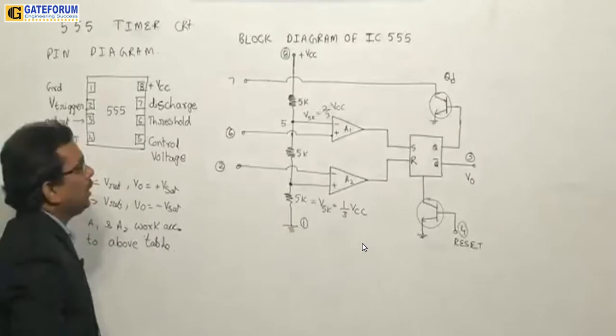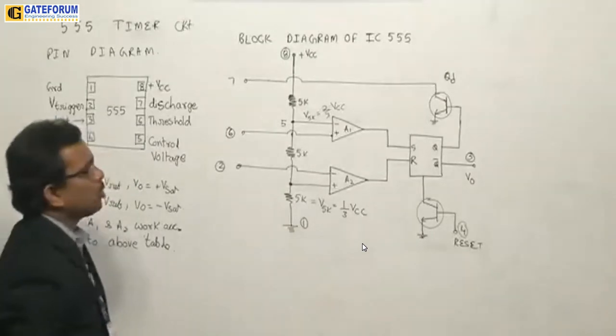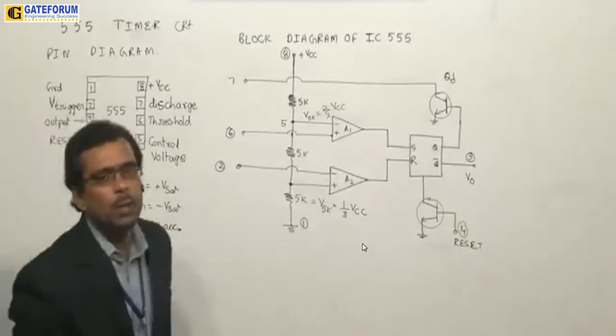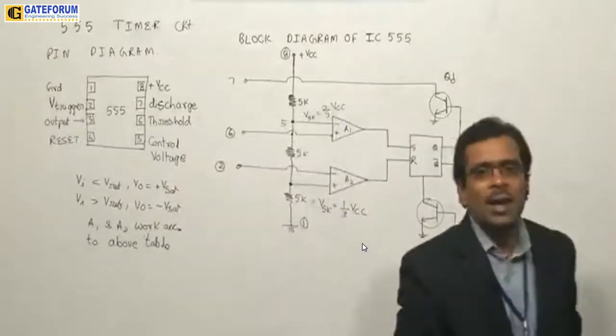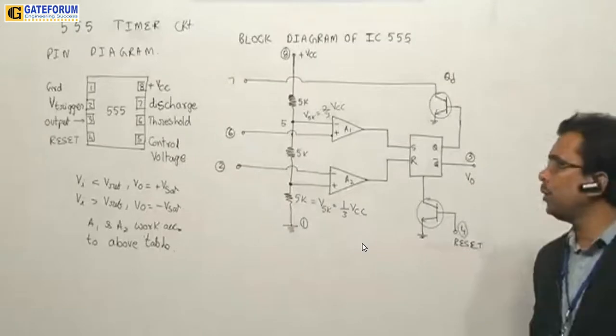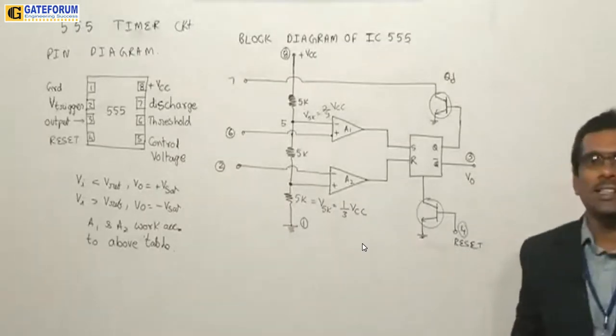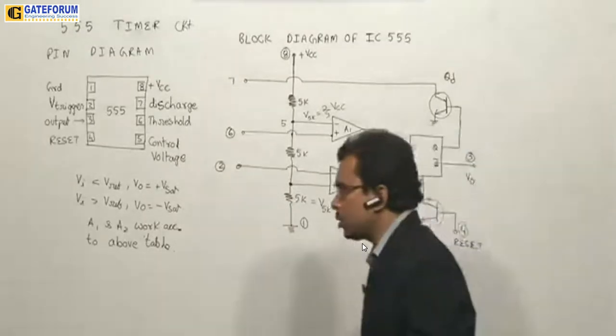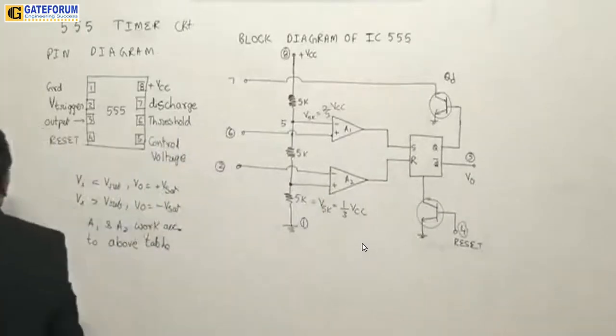Now you can copy this part. Now let us see here. This 555 timer circuit is going to work like a monostable multivibrator. It is going to work like an astable multivibrator. So for both of these operations, we need to connect external terminals. Let us try to see here.